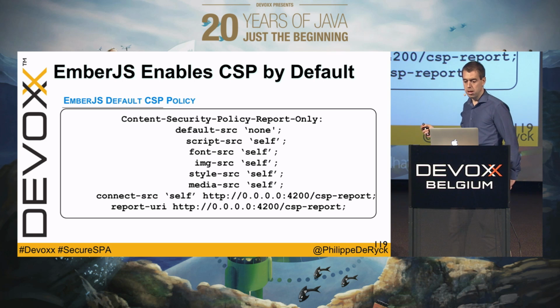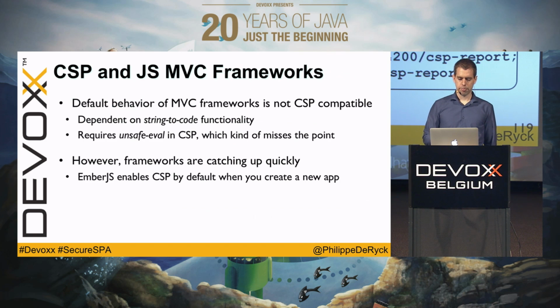This is great. It's enabled by default, meaning that we're making developers aware of this. They have to face the consequences. So now it's my task to actually teach them what CSP means and why they shouldn't simply disable it.